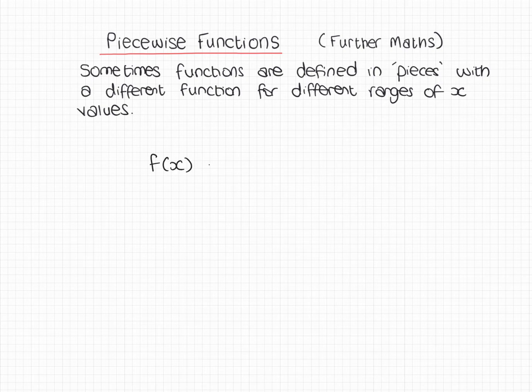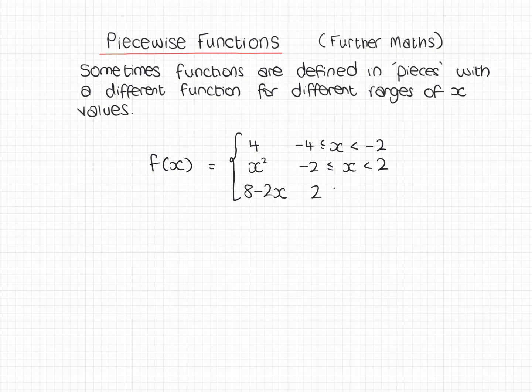So I'm going to have a function of x equals, I'm going to make it into a curly bracket. So I'm going to say the function of x equals 4 in between -4 and -2. Oh, sorry. It equals x squared in between -2 and 2. And it equals 8 minus 2x in between 2 and 4.